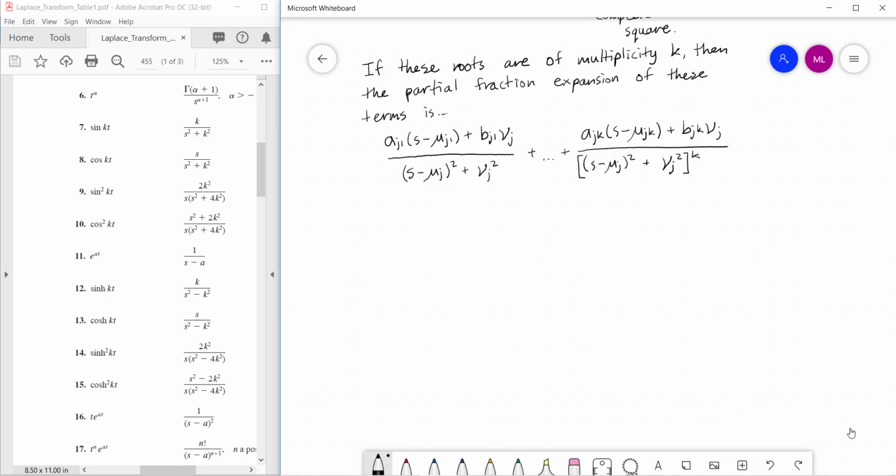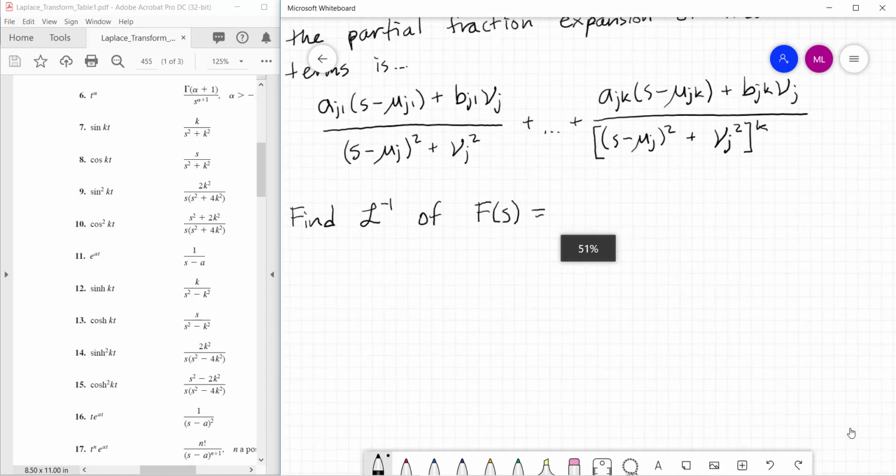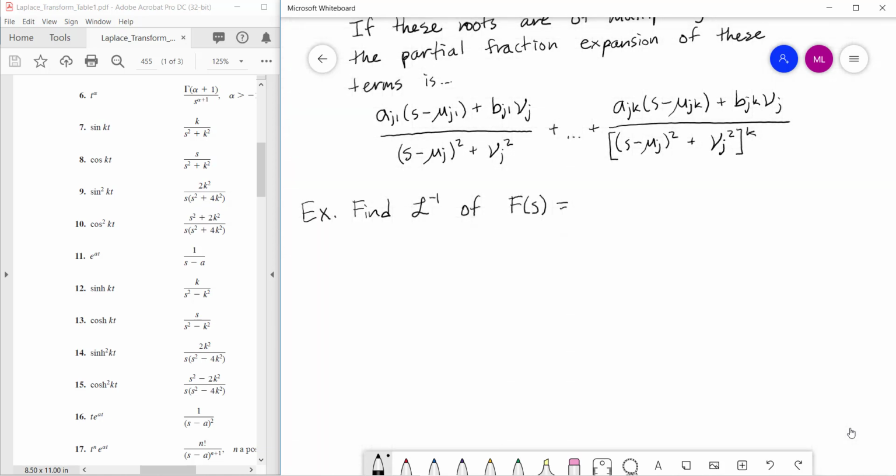So in our first example, let's say that we want to, again, find the inverse Laplace transform of an F of s that looks like, I don't know, let's say maybe s plus 2 over s squared plus 3s plus 2. See if that works.